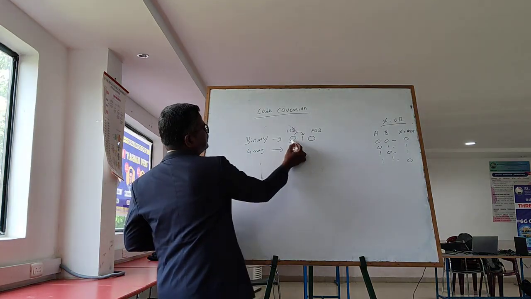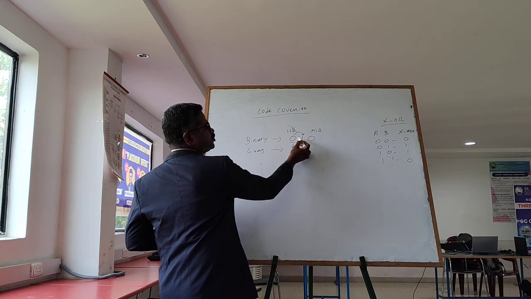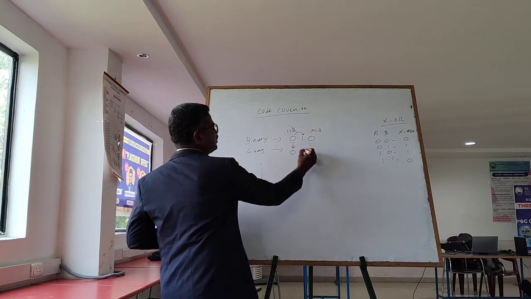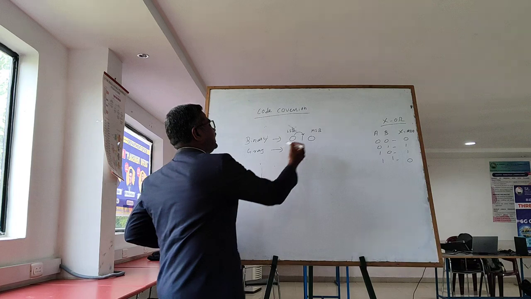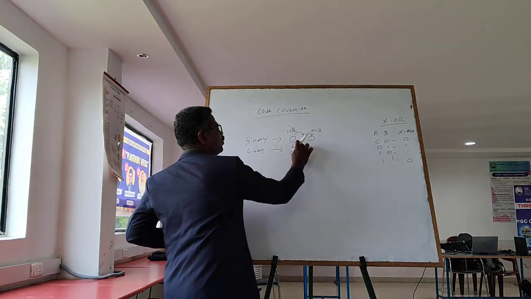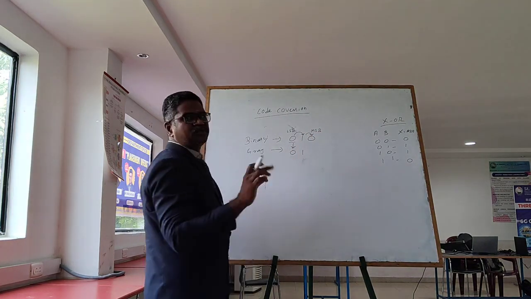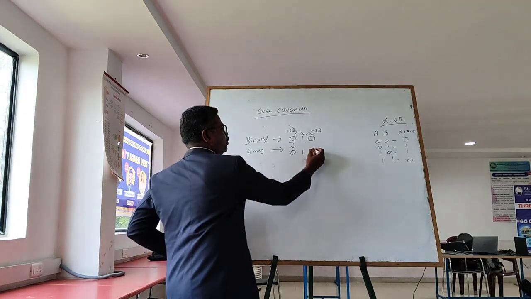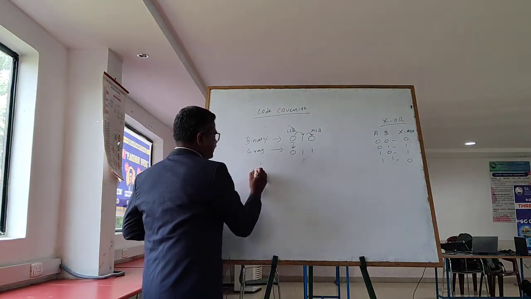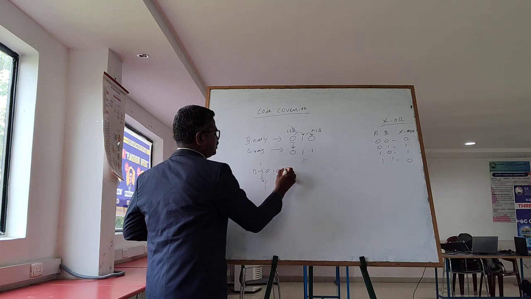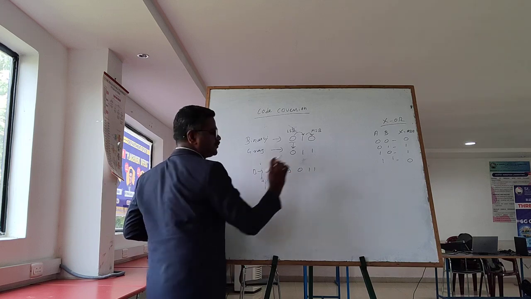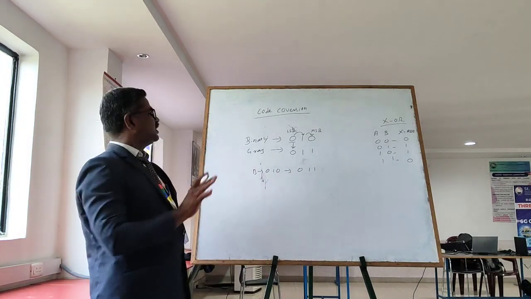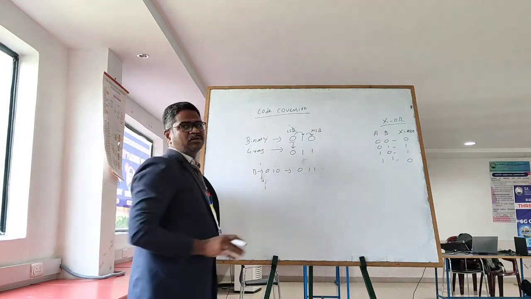Now I am comparing this 0 and this 1. These two inputs are different, so the output is obviously 1. Next compare these two bits, 1 and 0. Here also both inputs are different, so the output is 1. So for the binary number 0, 1, 0, the gray number is 0, 1, 1. This is a simple concept of how to convert binary to gray code.